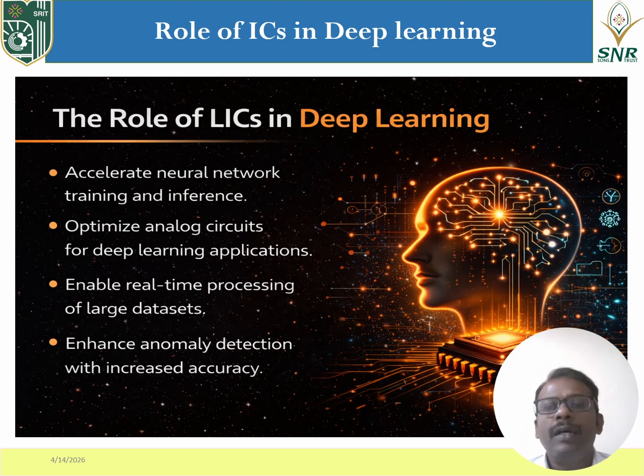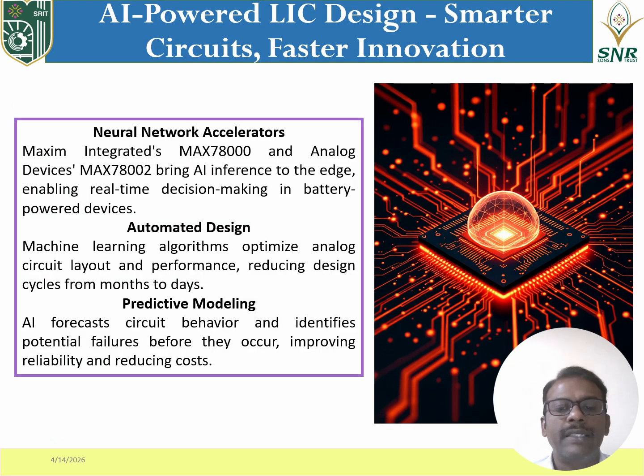This slide shows the LIC's role in deep learning architectures. It can accelerate the neural network training and inference, and also it optimizes the analog circuits for deep learning applications. For constructing this architecture, these analog ICs are mostly used, and also it enables real-time processing for large data sets. So if deep learning comes into the picture, the data set may be very large. The processing should be very fast to handle those data sets. These ICs can be more applied, and also it enhances the anomaly detection with increased accuracy.